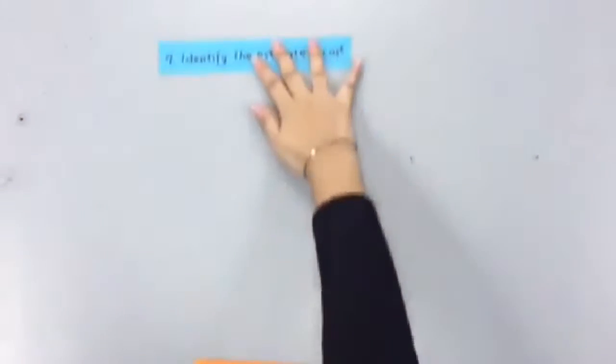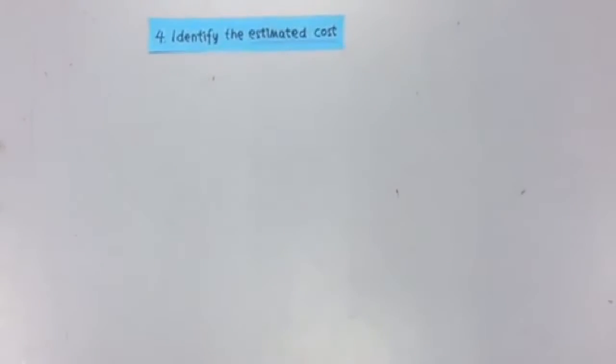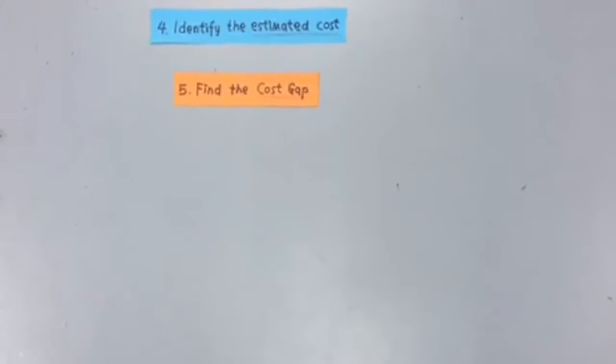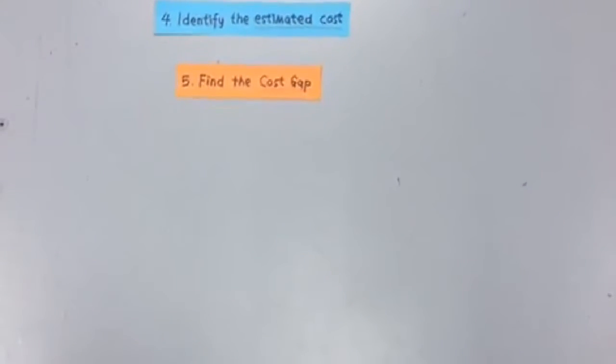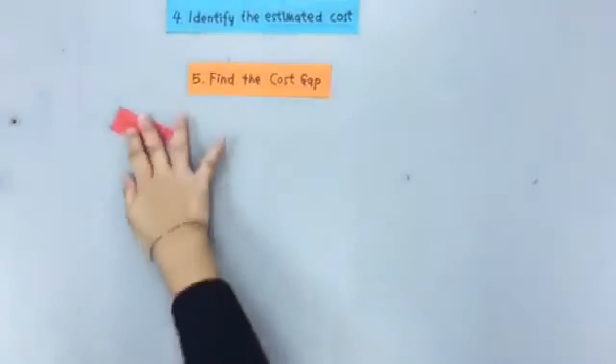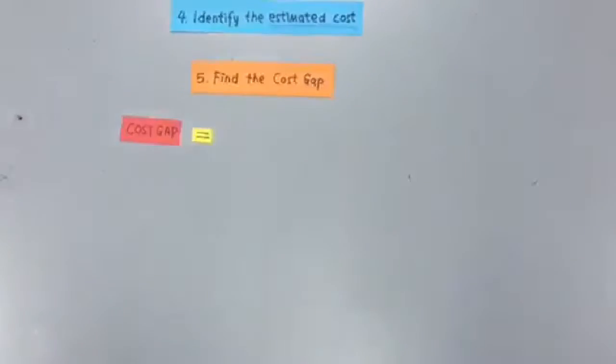As in the traditional ways, before a product is made, the cost must first be identified. When the estimated cost and the target cost have been identified, only then can the cost gap of these two be calculated by using the formula: cost gap equals estimated cost minus target cost. The cost gap should be closed.